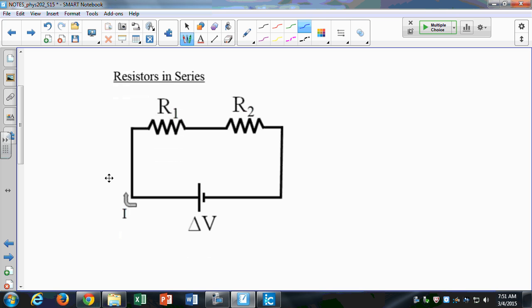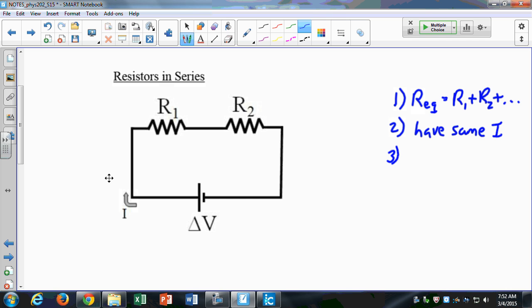And we have a few rules about this. I'm just going to summarize them right now, and then I'll step through them more rigorously. The first one is that the equivalent resistance is equal to R1 plus R2 plus whatever we have. The second rule is that resistors in series have the same current. The third is that for resistors in series, V equals IR. And the fourth is that for resistors in series, the total voltage equals the sum of the individual voltages.